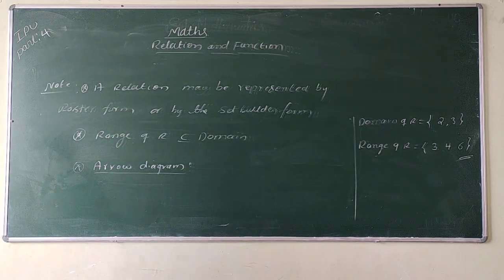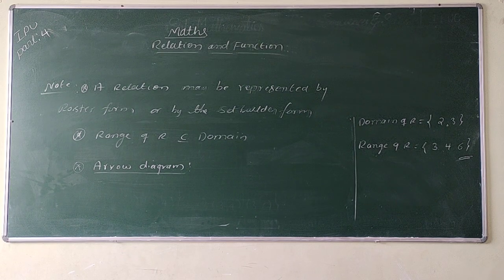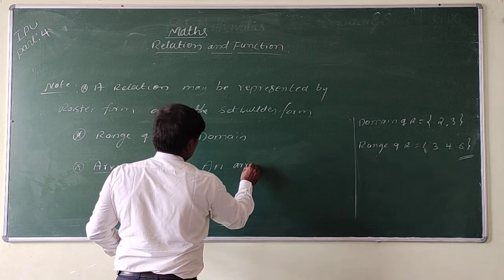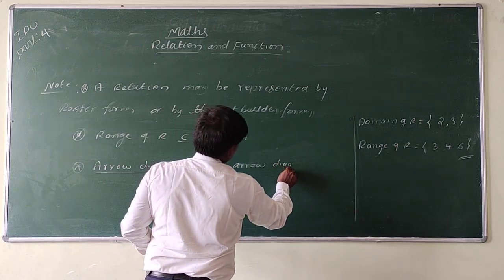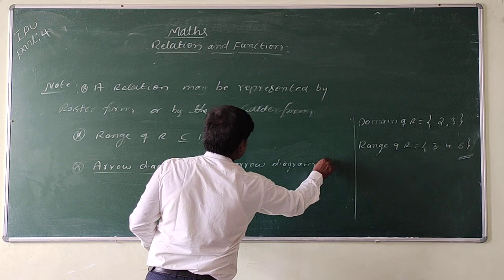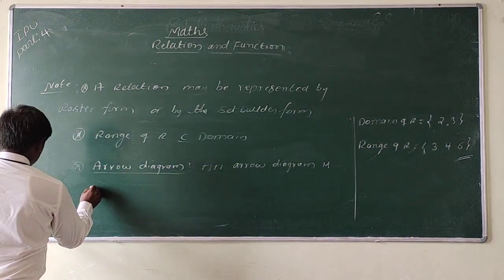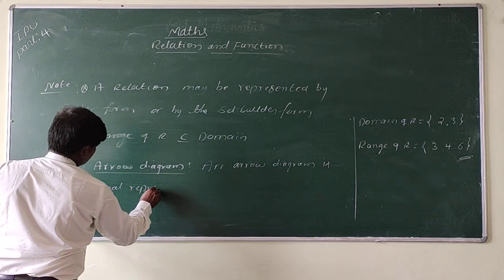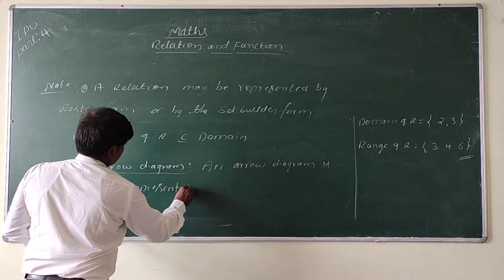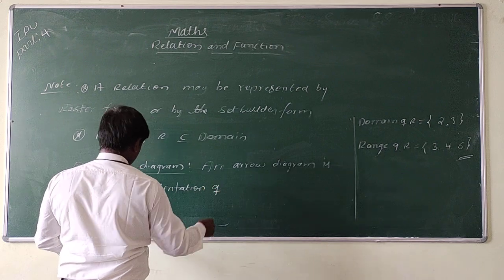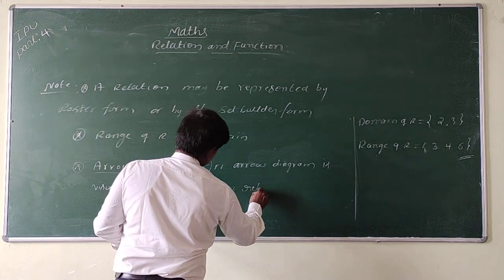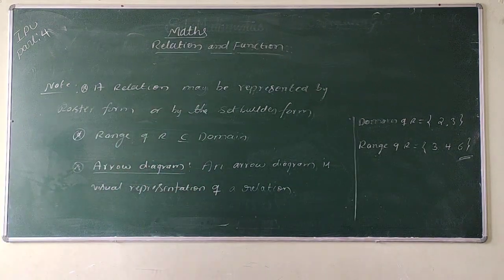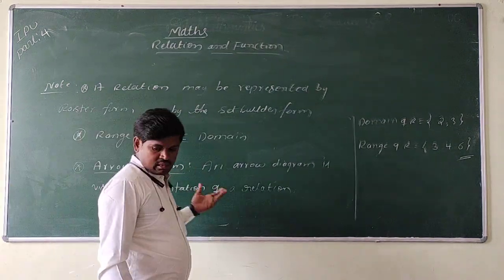Okay. The visual representation of a relation is an arrow diagram. So an arrow diagram is the visual representation of a relation.